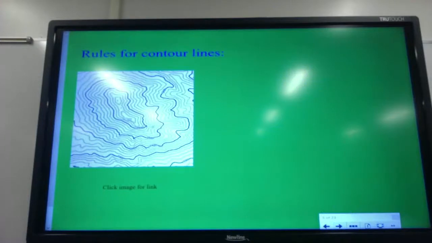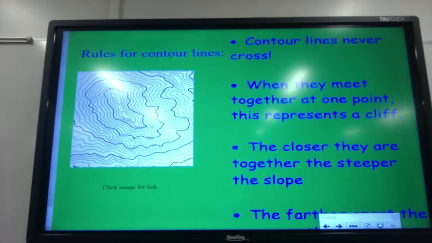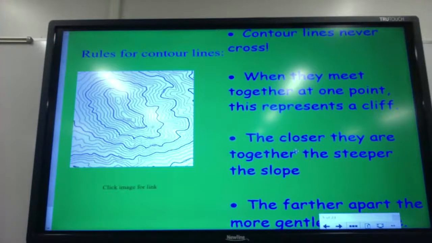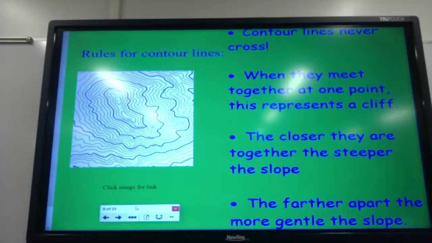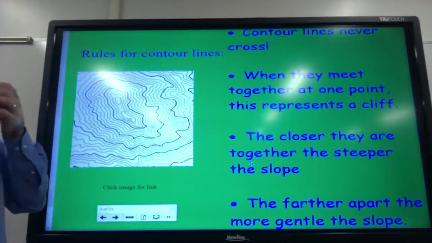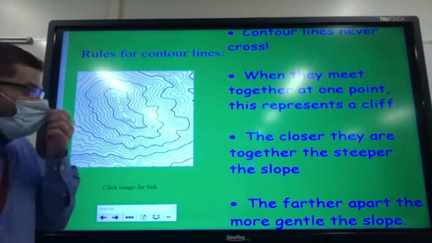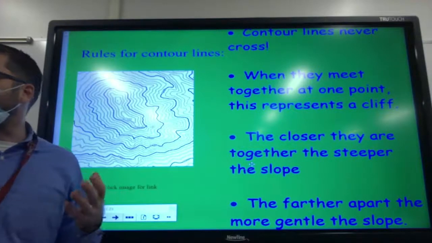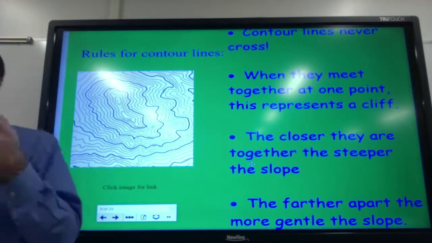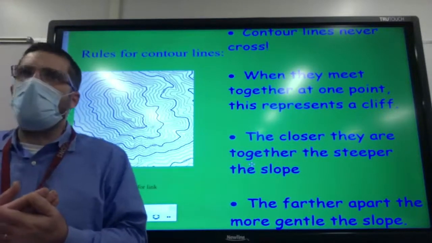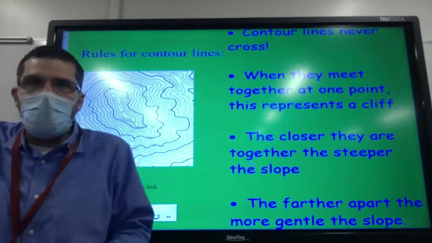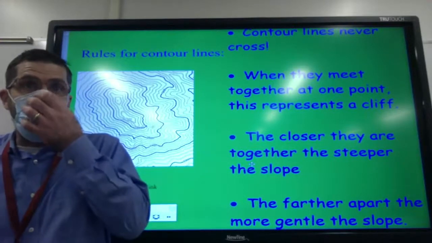All right, so these are the rules for contour lines. Copy them and then I'll go over it. I think the bottom got cut off a little. All right, so these are the rules that have to be followed when working with topographic maps. First of all, two lines can never cross. Why? How can you have two different elevations at the same point? You can't. There's only one elevation at one given point. So contour lines cannot cross.